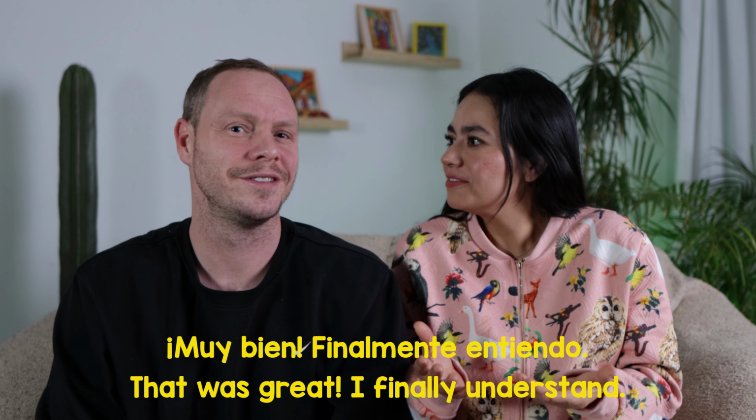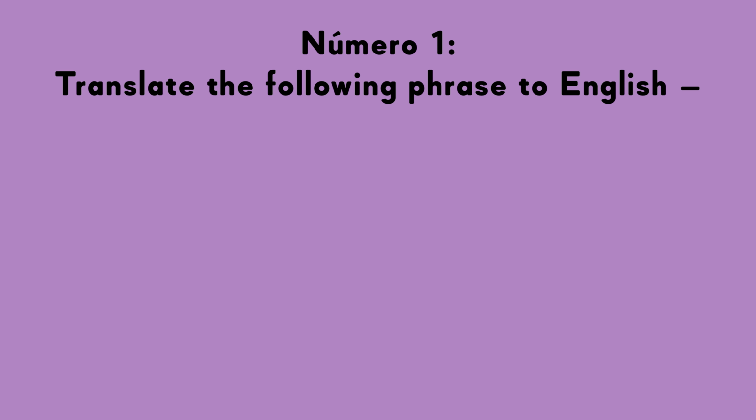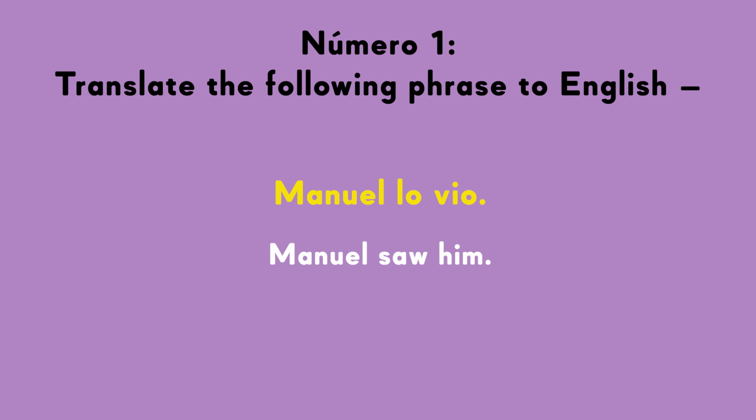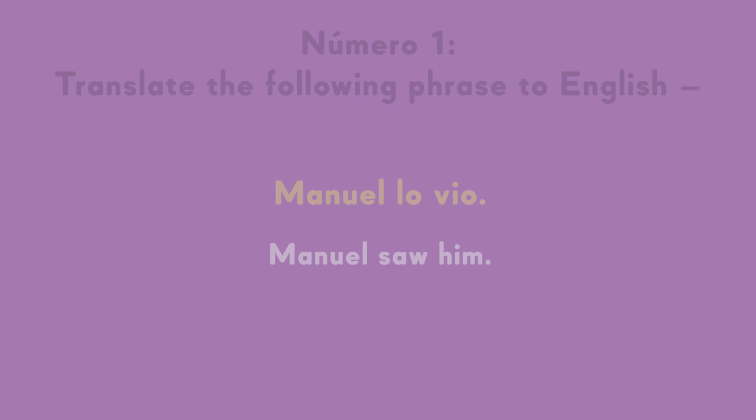Muy bien. Finalmente entiendo. And let's see if you understand too. Ok, tienen que traducir la siguiente oración al inglés. Manuel lo vio. 10 segundos. And the answer is, Manuel saw him. Lo is a direct object pronoun here, and it translates to him.